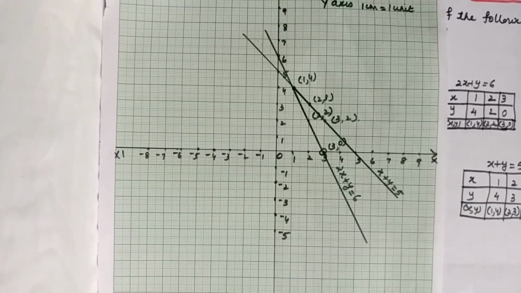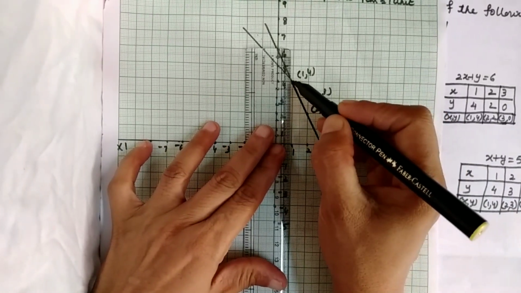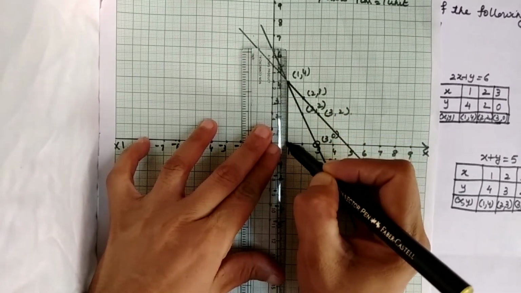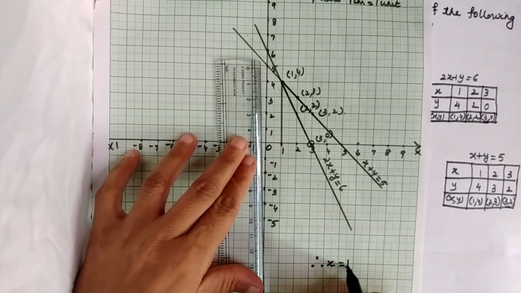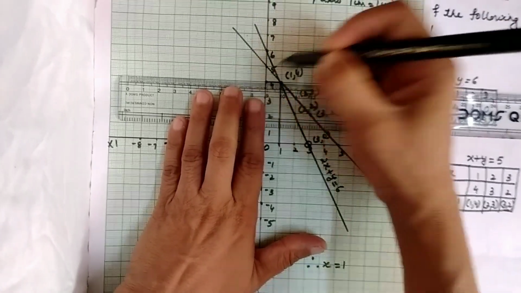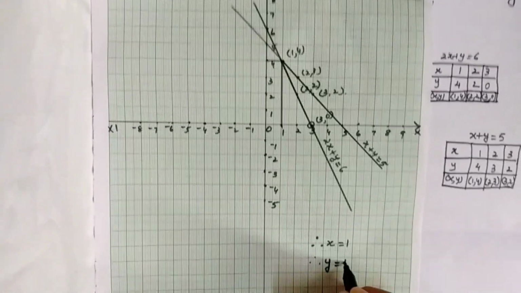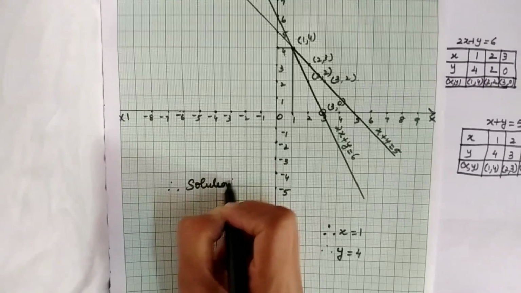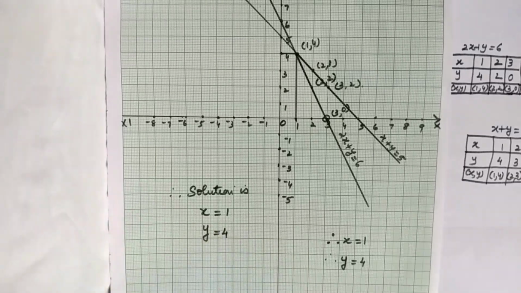Now see, these 2 lines are intersecting at this point 1, 4. So from that point you will draw the perpendicular downwards. See, it is intersecting at the point 1. Therefore, x equal to 1. And from this point, you will draw the perpendicular to the y-axis. It is intersecting at the point 4. Therefore, y equal to 4. Therefore, solution is x equal to 1 and y equal to 4.